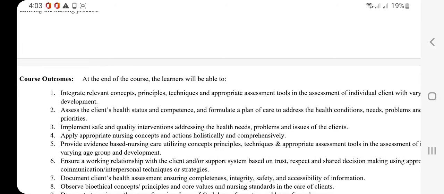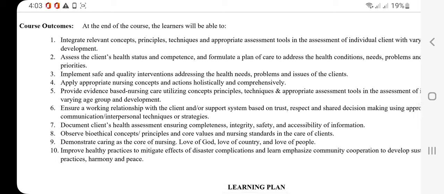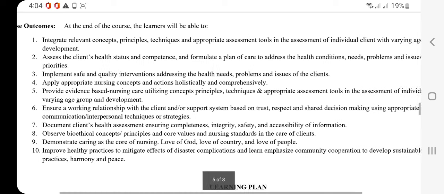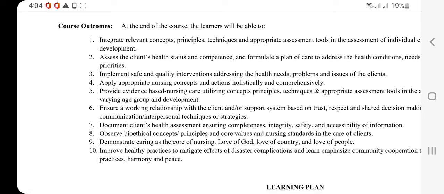Another is to implement safe and quality interventions addressing the health needs, problems, and issues of the clients. Next is apply appropriate nursing concepts and actions holistically and comprehensively. Provide evidence based nursing care utilizing concepts, principles, techniques, and appropriate assessment tools in the assessment of individual client with varying age group and development. Ensure a working relationship with the client and or support system based on trust, respect, and shared decision making. Document client's health assessment, ensuring completeness, integrity, safety, and accessibility of information.